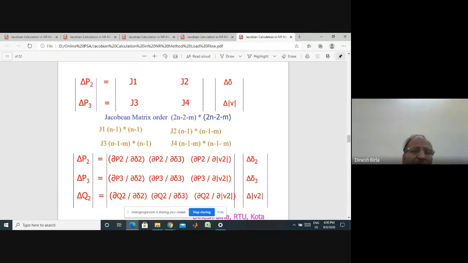Likewise, you take P3 and make the partial differentiation of these three with respect to each. For P3, you will get del P3 by del delta 2, del P3 by del delta 3, del P3 by del V2, and del Q2 by del V2 likewise. So I have not done anything extraordinary.